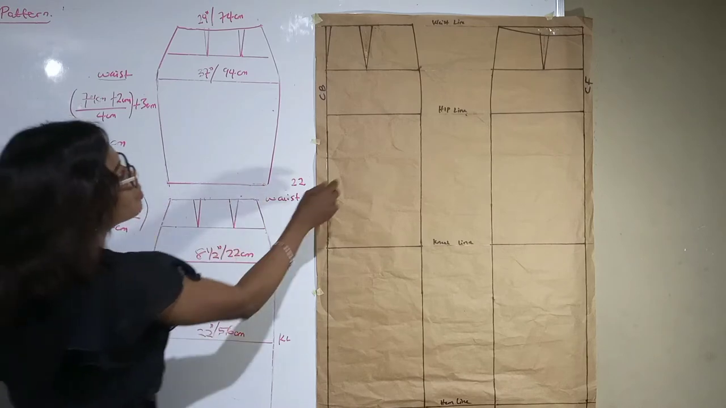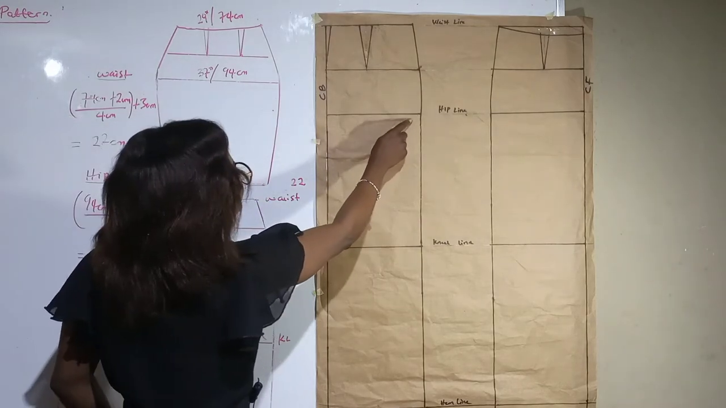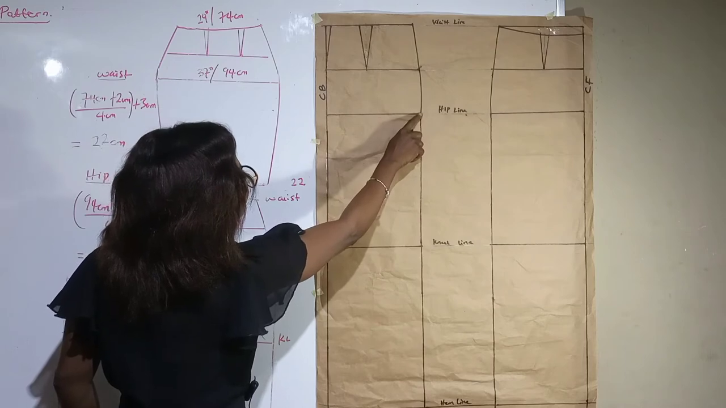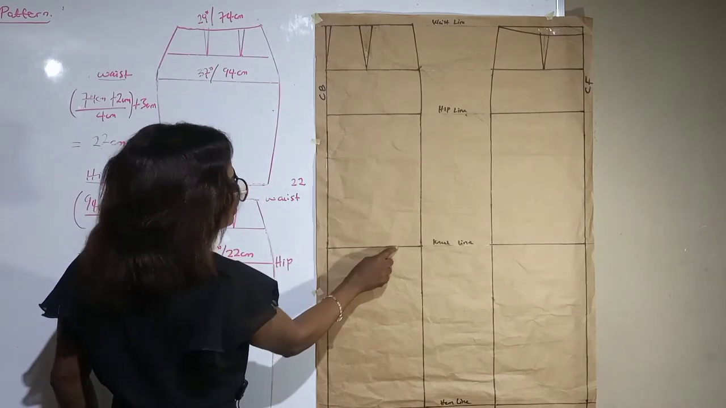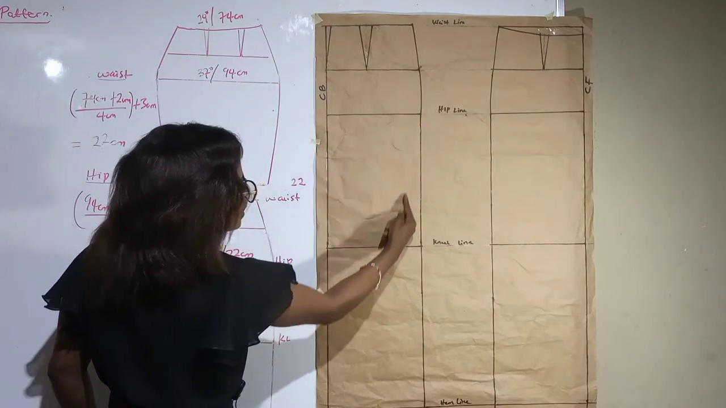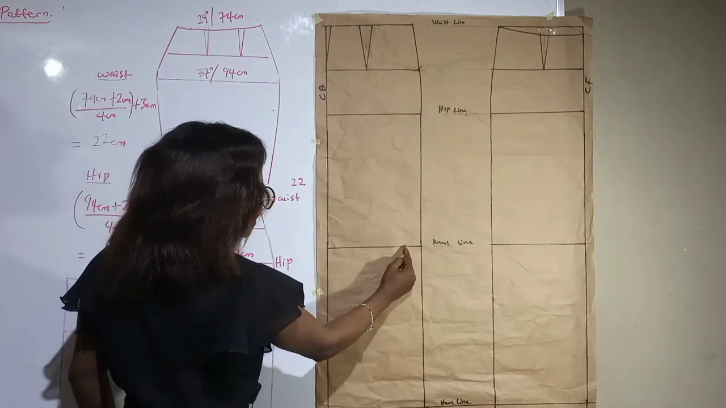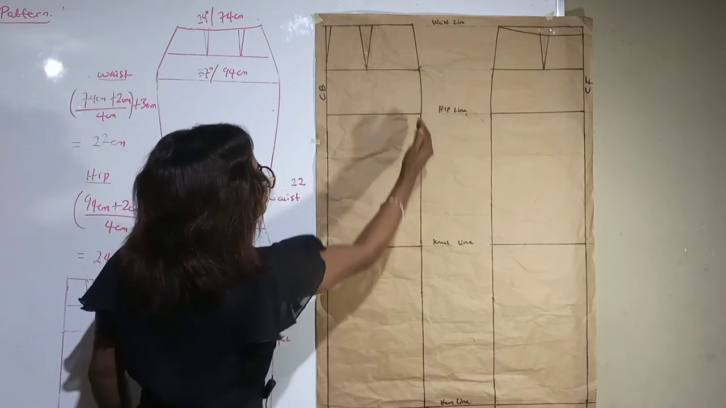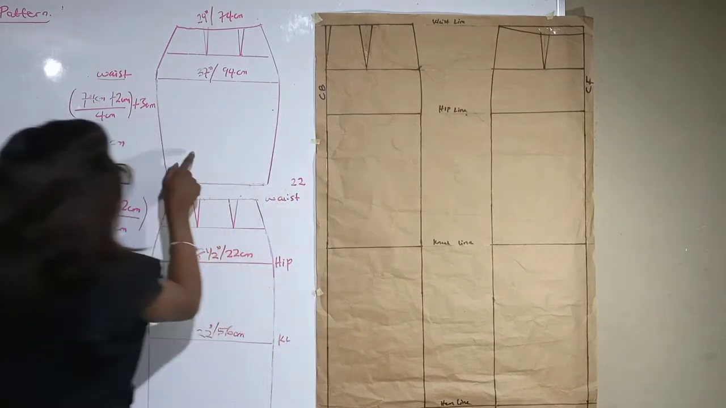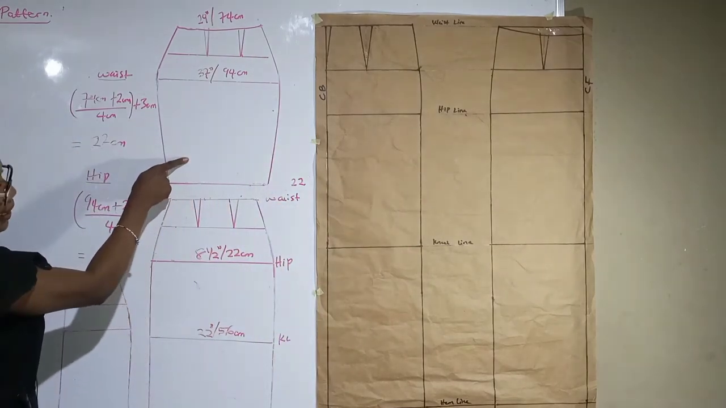So now, from the basic skirt, this is where your hip line is, and this is where your knee line is. You can shape it like this. You can come in from here to here by about 2 inches or 5 cm. Then you connect it. That is what gives you your pencil skirt.